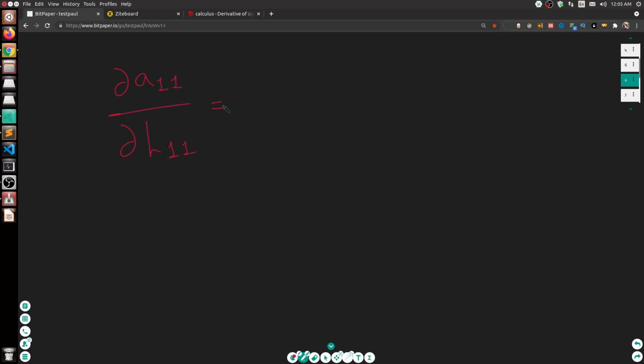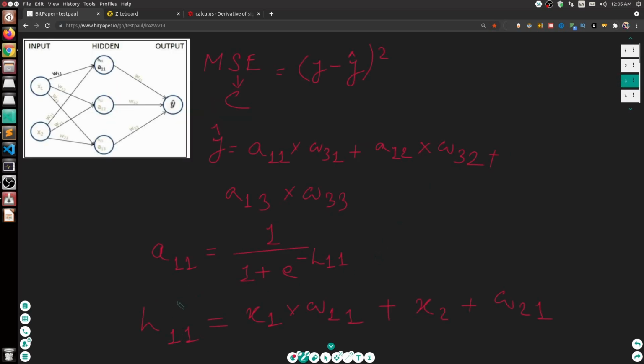And remember what was our H11? That was the value derived after applying the sigmoid function. So this was our value of A11 and H11. H11 is just the weighted sum of the weights and the value of x1 and x2. And A11 is the result of applying the sigmoid activation function.